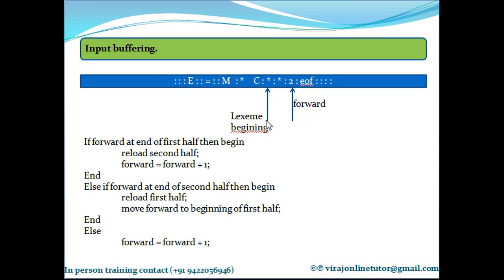Now we also have two pointers here. One is called the lexeme beginning pointer and the second pointer is called the forward pointer. These are the data structures that I use in input buffering.